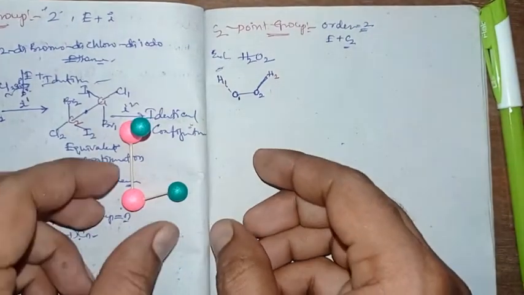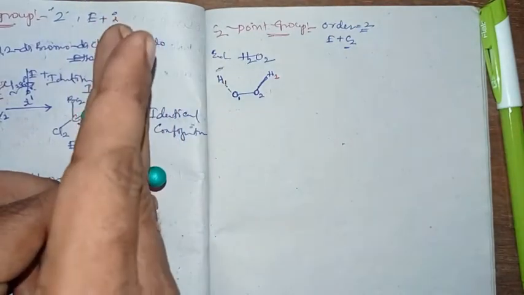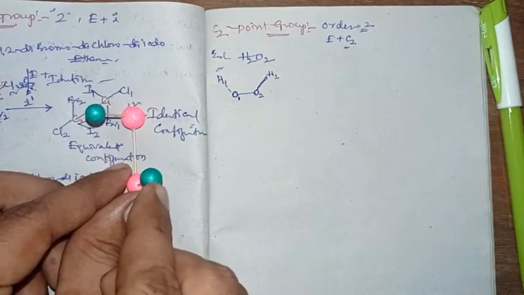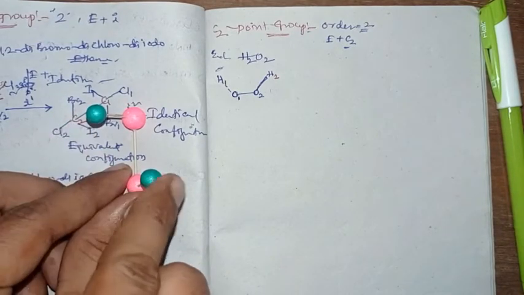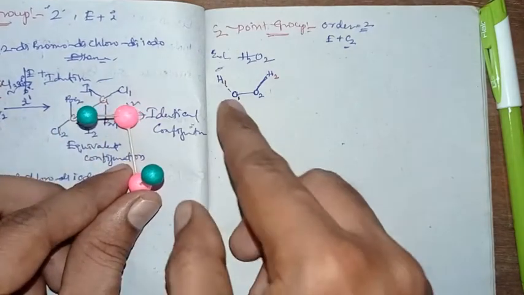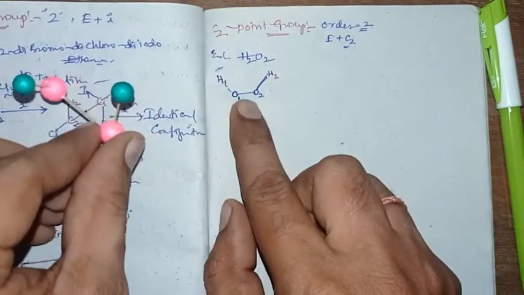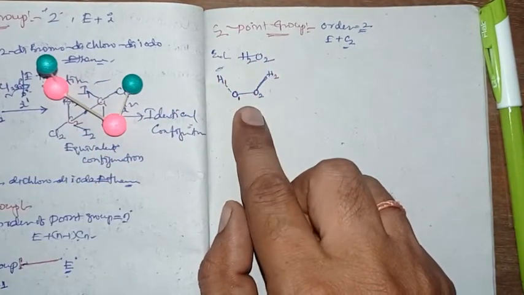If you apply the plane in the middle, passing through the two oxygens, for that plane the hydrogens will be one above and the other below. That's how I am projecting the H2O2 shape like this, right?